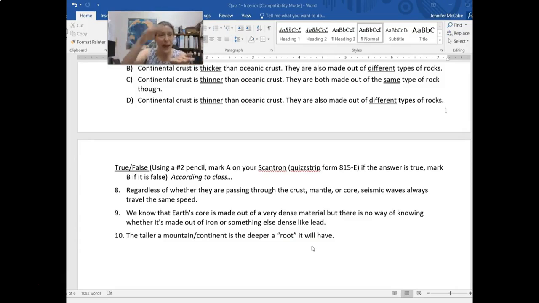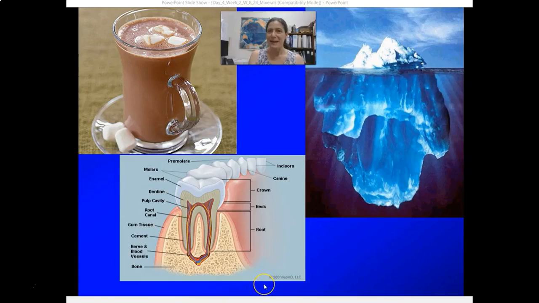And we talked about if you add more to it, if you make that mountain or continent taller, it would sink into the Earth. And so question number 10, it says the taller a mountain or continent is, the deeper a root it will have. That is true. So again, here's those models of the roots, whether you like the marshmallow model or the tooth model or the kind of classic iceberg model, right? There's that part that's underneath.